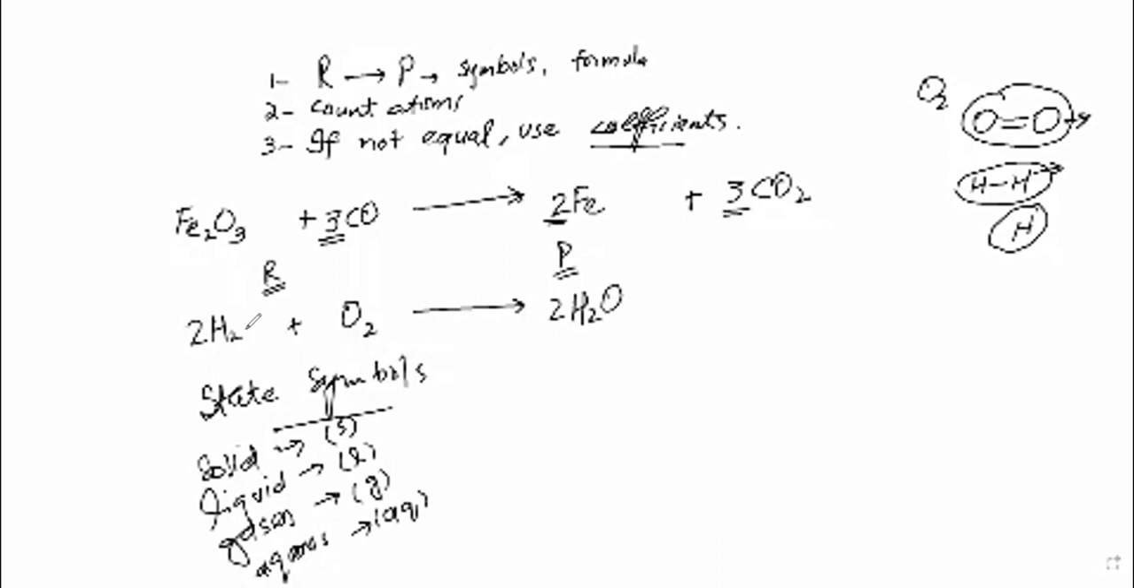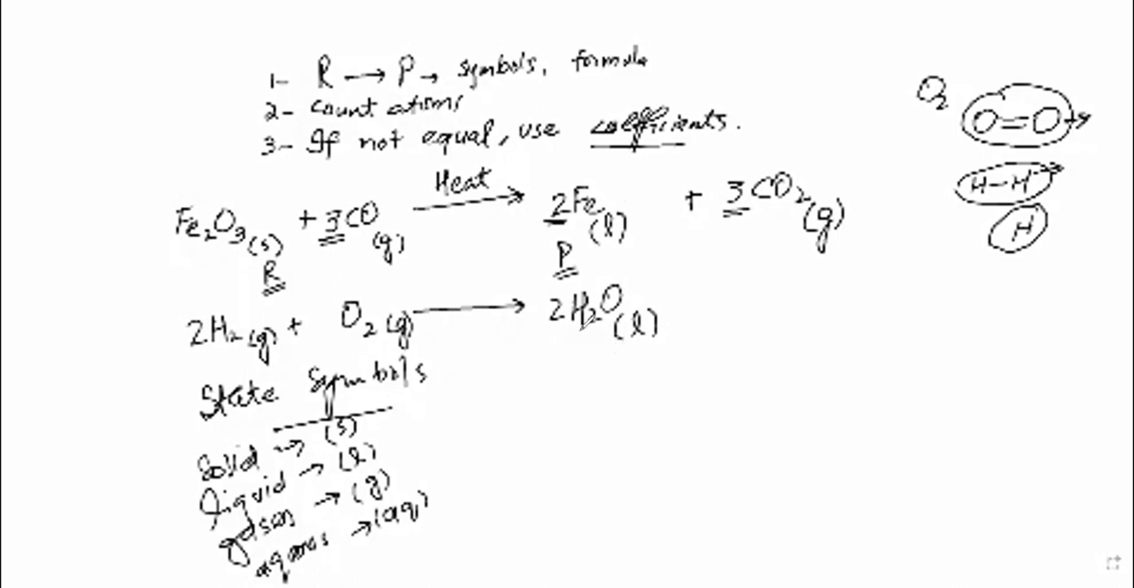Suppose hydrogen, we have this gas. Oxygen is also a gas. Water we get in the liquid form at room temperature. Is it clear? Fe2O3 is the formula of iron oxide, so it is in the form of solid. Carbon monoxide is a well known gas. We get iron because we provide heat here. So iron won't be in the solid form; it will be in the liquid, molten form. And then we get carbon dioxide, which will definitely be a gas.